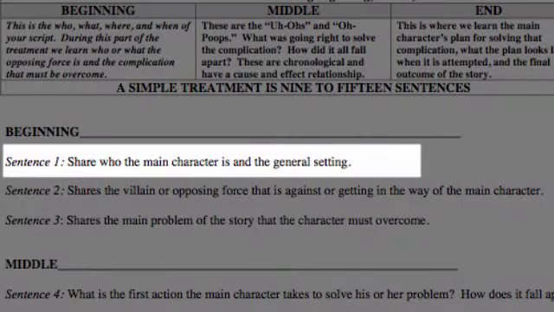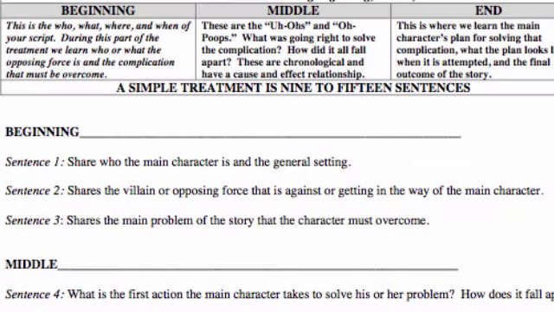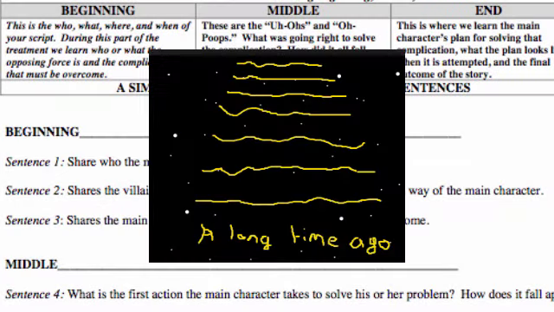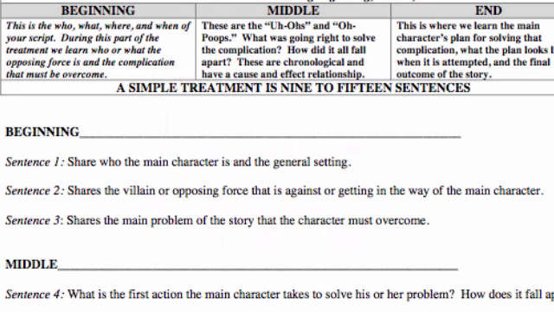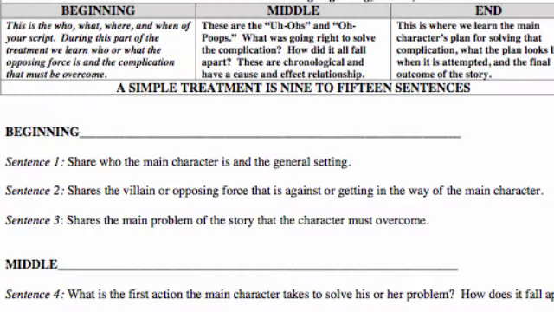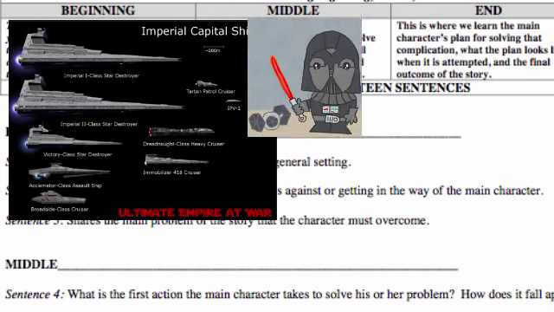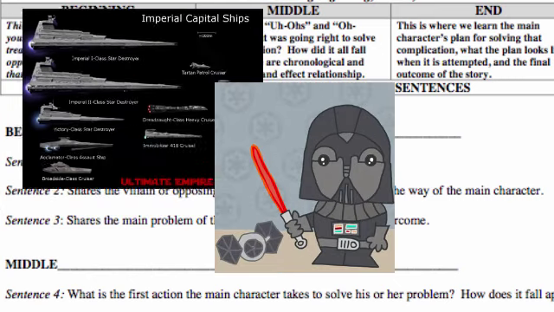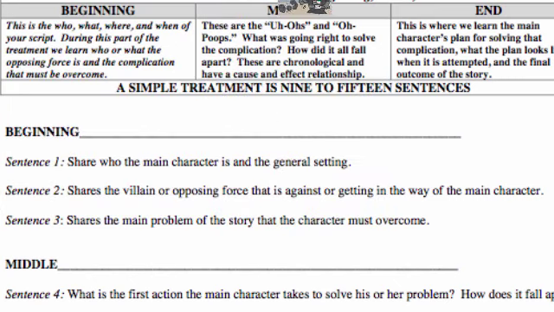First, you should start with a sentence that shares the main character and the general setting. Long ago, in a galaxy far, far away, there was a boy named Luke Skywalker. Usually, we also get a glimpse of the villain or the opposing force that is getting in the way of the main character. In this case, if we're going to continue with Star Wars, you have the evil Empire and Darth Vader, and we'd put that into a sentence, and we'd say a little bit about how they're getting in Luke's way.